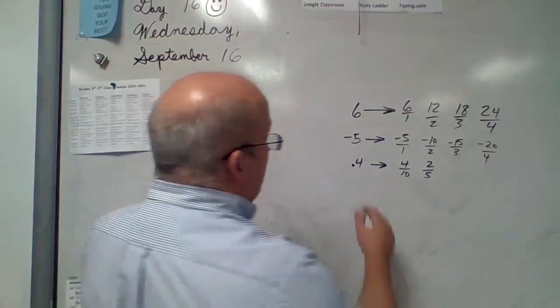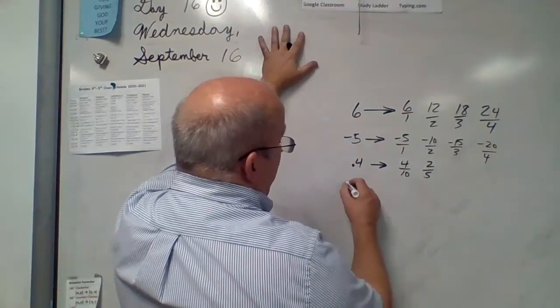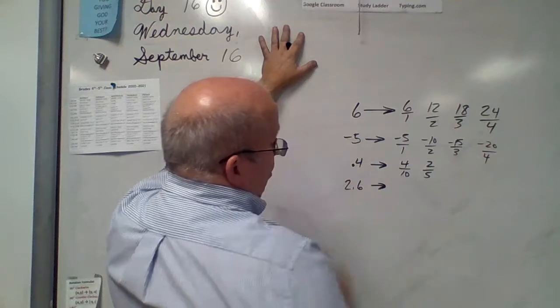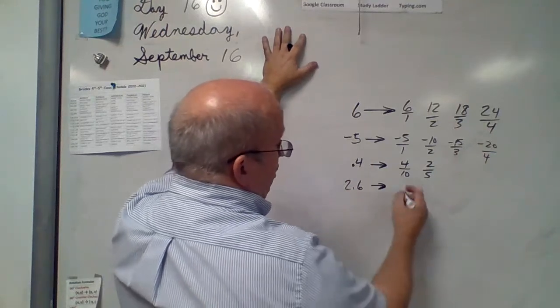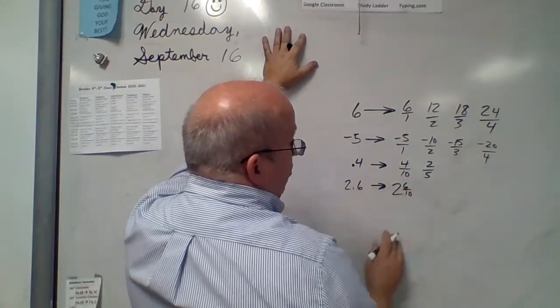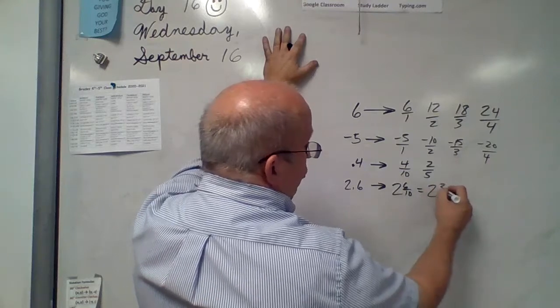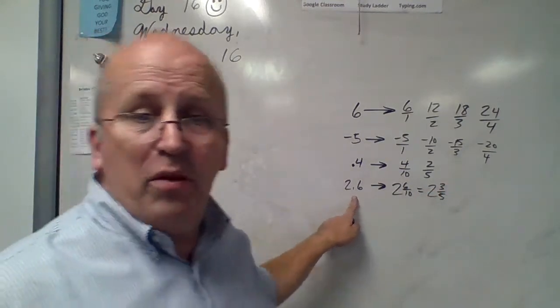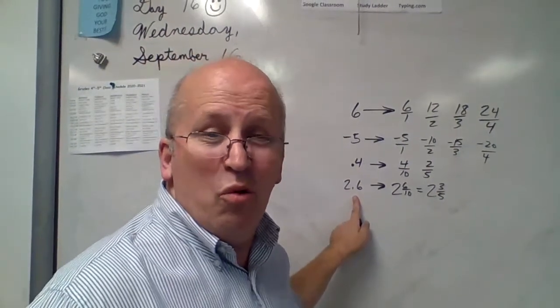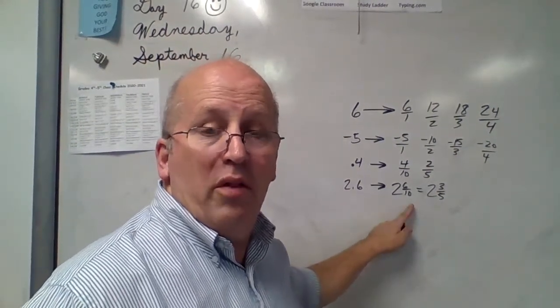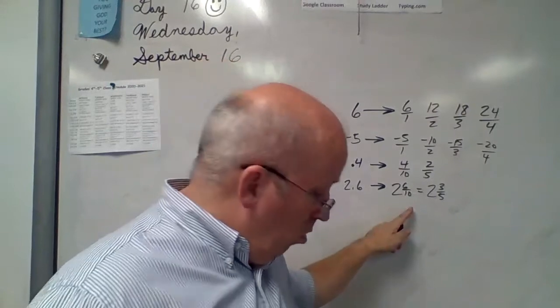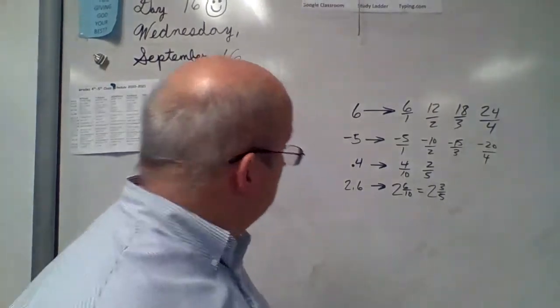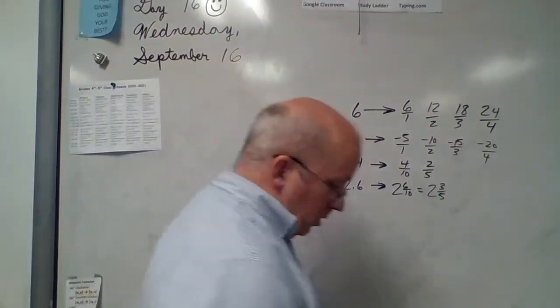How about a decimal number that's like 2.6? Well, I can do the same thing with 2.6. 2 6/10, which is the same thing as 2 3/5. I got fractions here, so therefore the decimal number 2.6 can be turned into a fraction, and therefore it's rational. All of these are rational numbers. Okay?